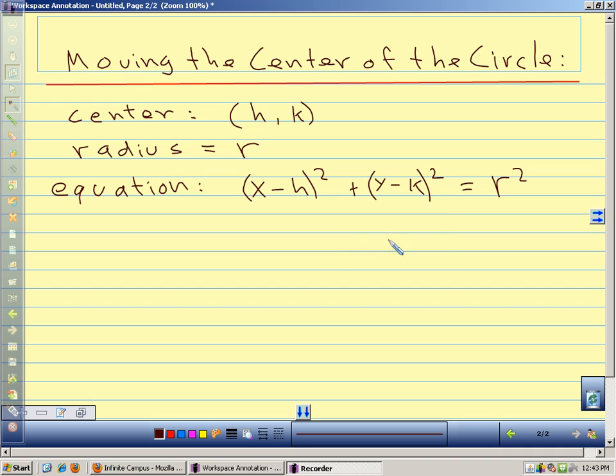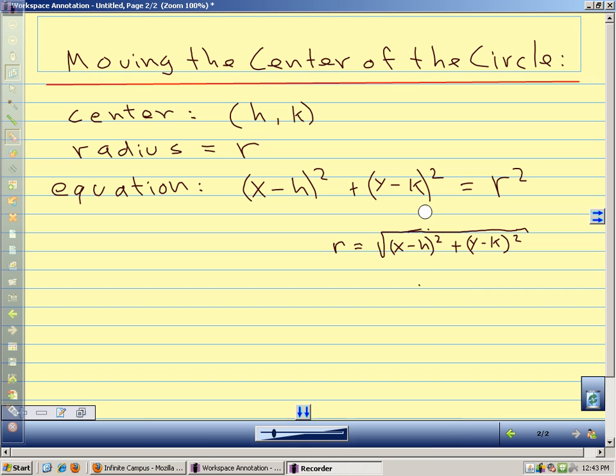And before we move on, let me point out, if we solve this equation for r, I just want to show the connection to the distance formula. If I solve this equation for r, I would take the square root of both sides to undo the square. So I would get r equals the square root of (x minus h) squared plus (y minus k) squared. And this is exactly the distance formula. This is x1, x2 and y1, y2. So this equation is exactly the distance formula. So our equation for a circle comes straight from the distance formula.